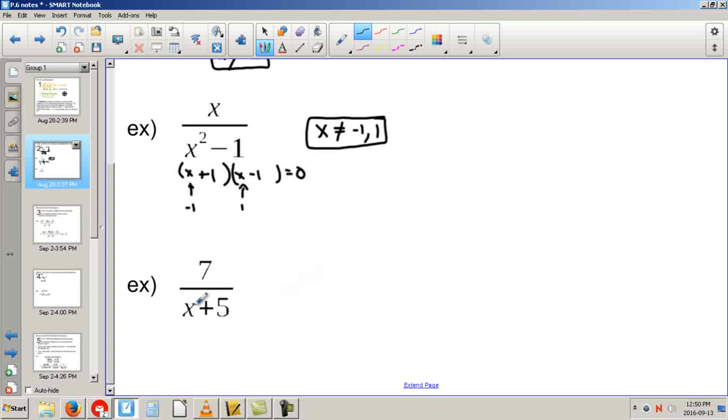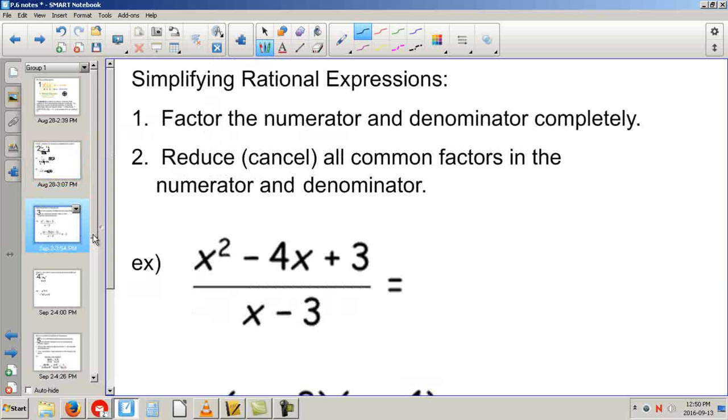This last one, we have x plus 5. If you caught the pattern, you should know that x would not be allowed to be negative 5, because we would get an undefined result. Okay, so the key here is you cannot divide by 0.